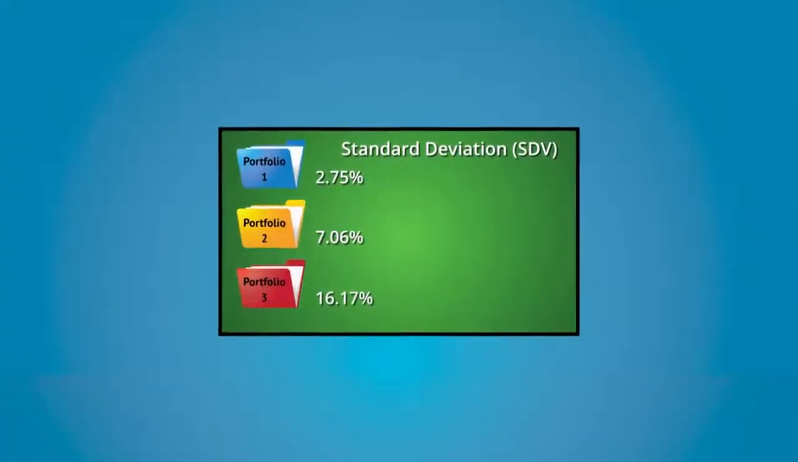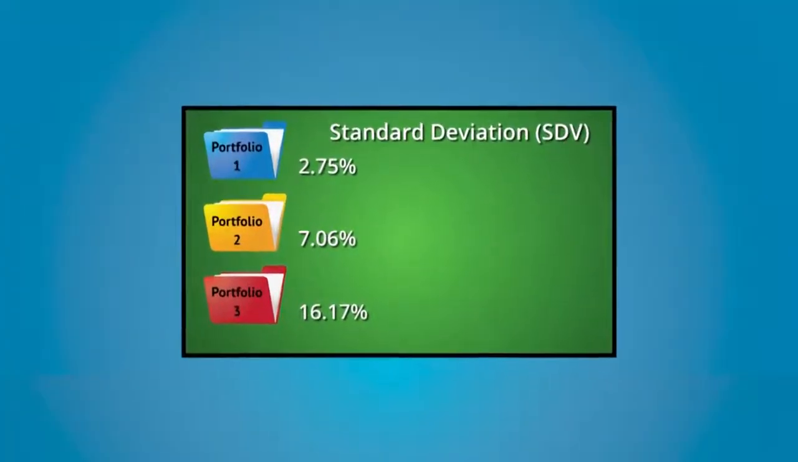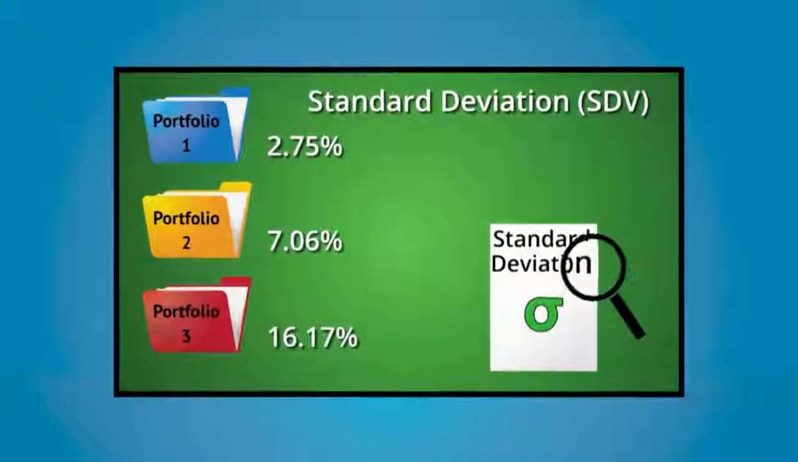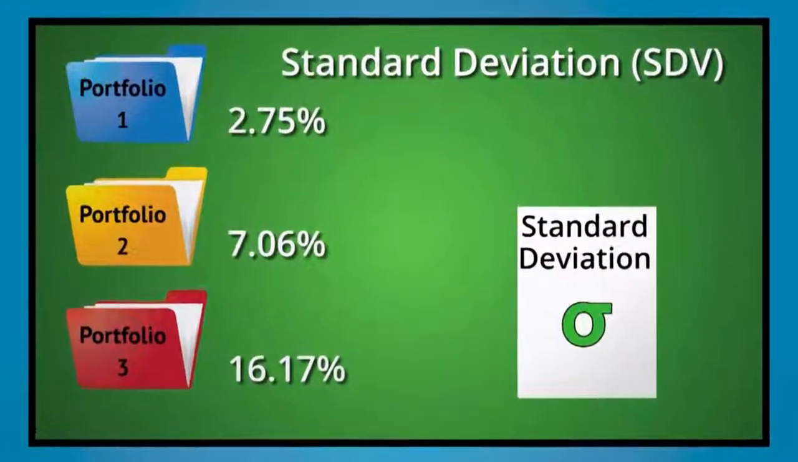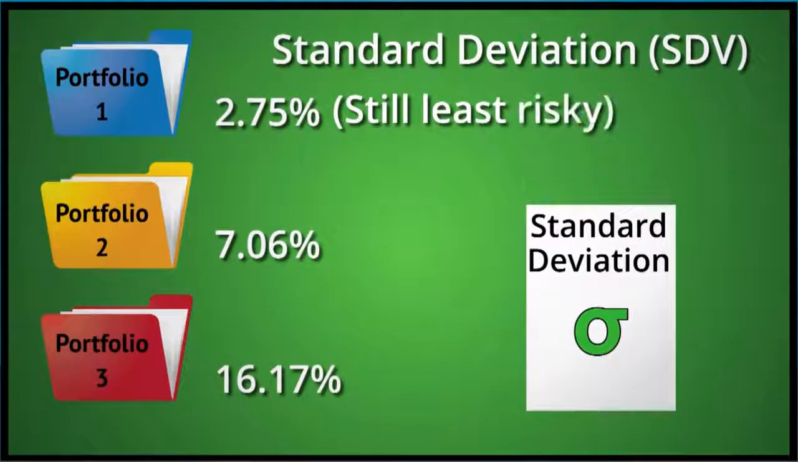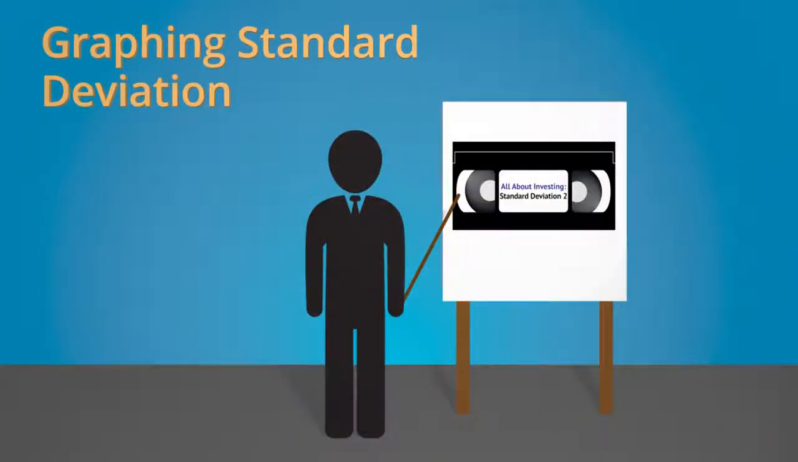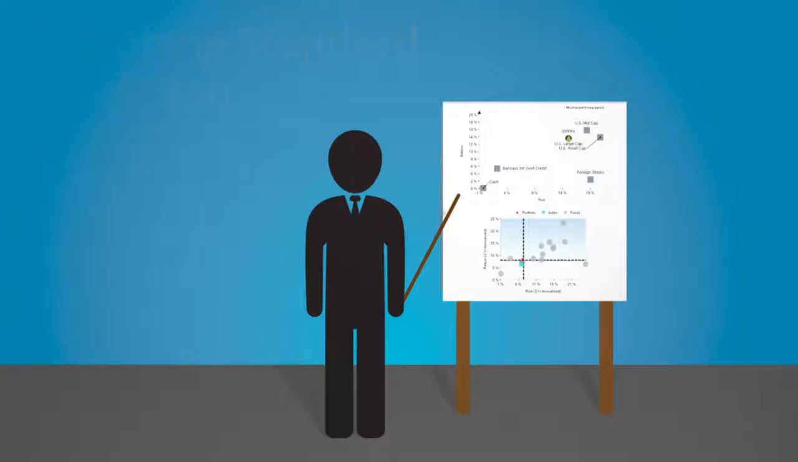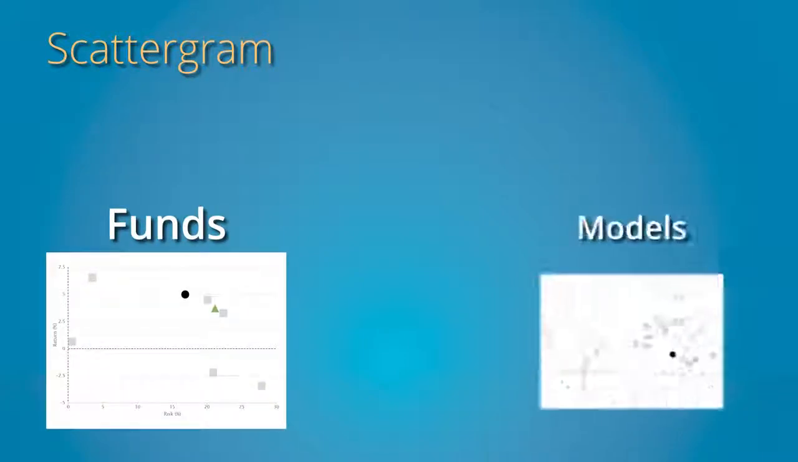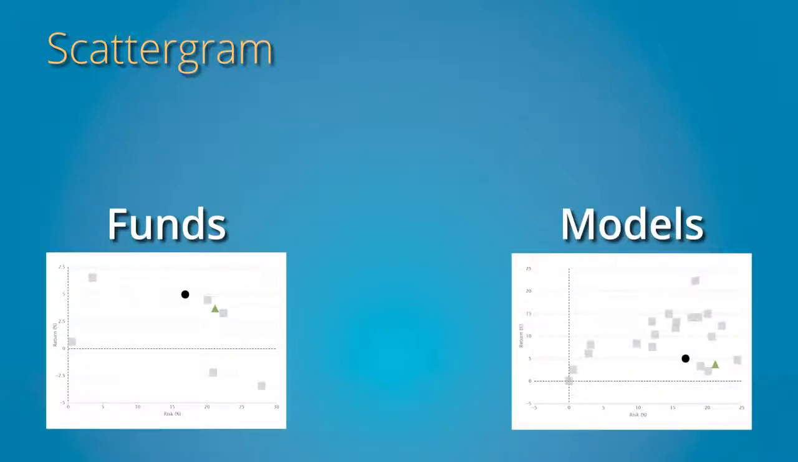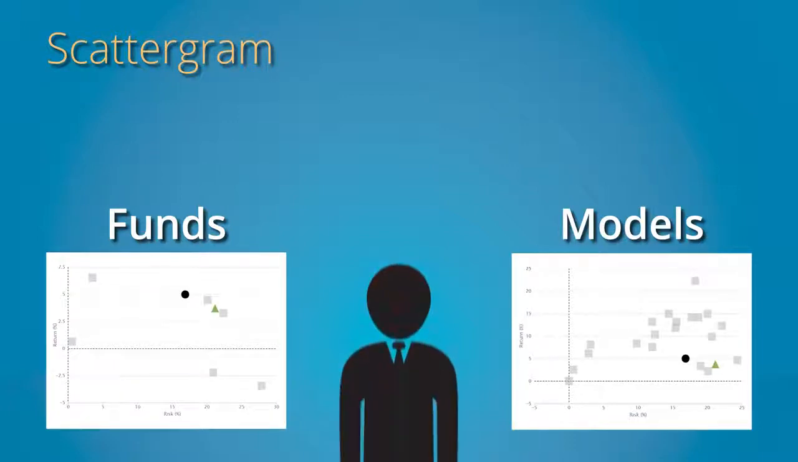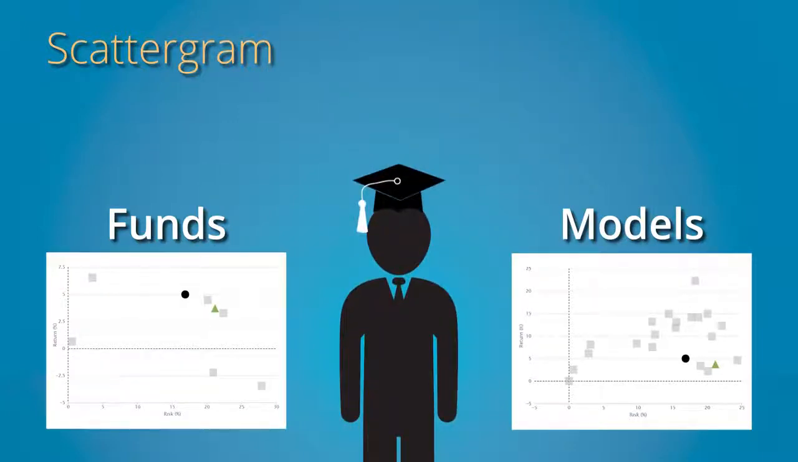In our first video on standard deviation, we demonstrated the rule that the lower the standard deviation value, the lower the volatility or risk in that investment over a specific period of time. This second video will show you how to interpret a very common chart, the scattergram, that incorporates standard deviation. A scattergram is available for each of the investment alternatives and model portfolios found in your plan. Understanding these charts will help you make better investment decisions.